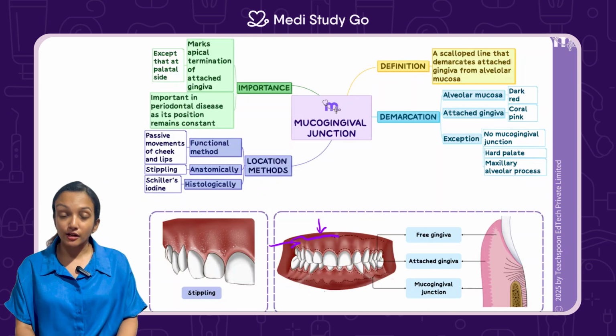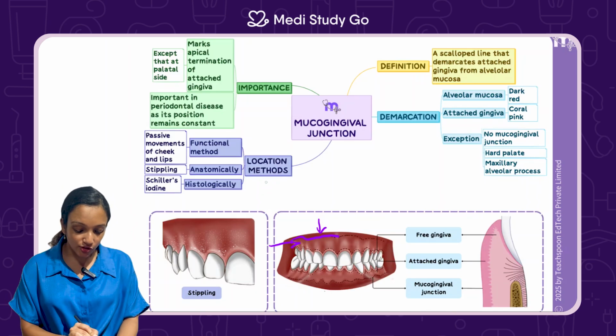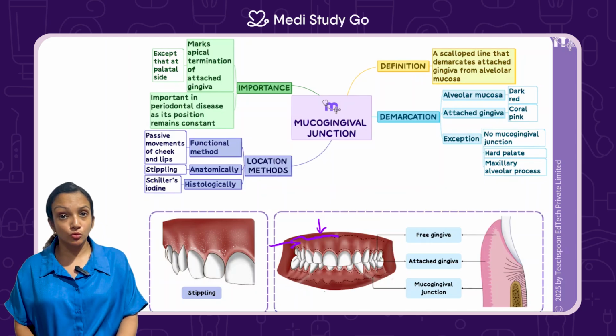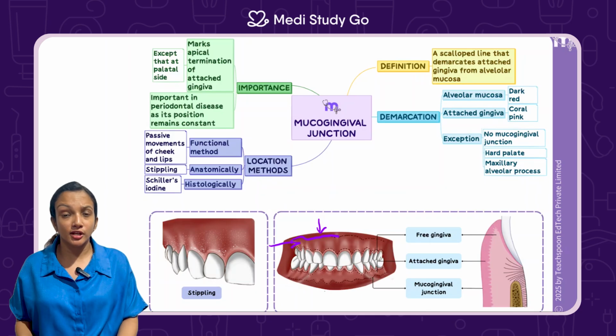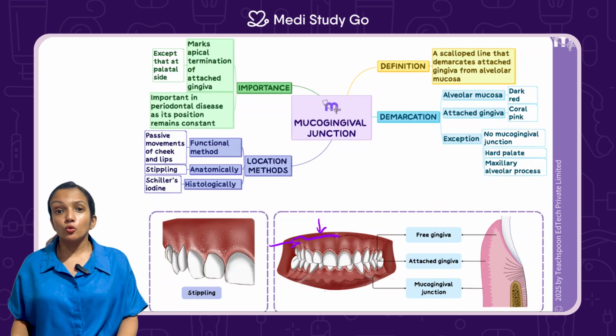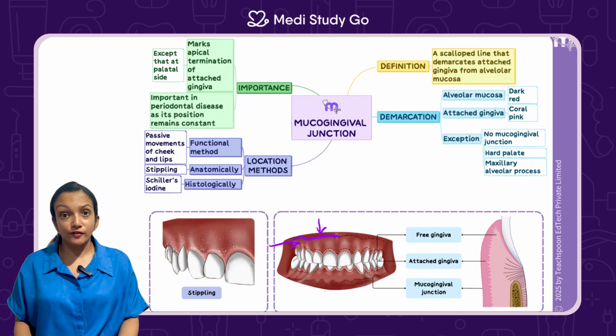So with this, we've seen the definition and the demarcations. Now let's go to the location methods. How do you locate the mucogingival junction? First of all, why do you need to locate it? We've covered this under the topic attached gingiva, but again, just a recap. When you need to calculate the width of attached gingiva, this is where locating the mucogingival junction comes into play, because it is a very important landmark.